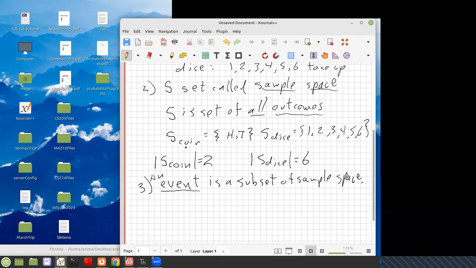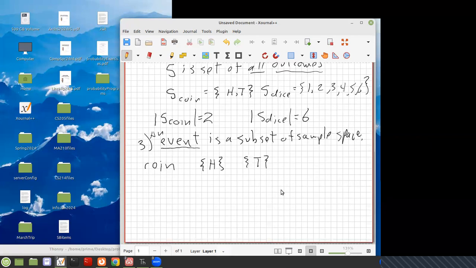So the most obvious event, say for the coin, would be the subset where you just had an H, it was just heads up. And this would be the event that tails occurred. So we're identifying them as subsets, okay? Then, for the coin, there's two other events. There's two other subsets.